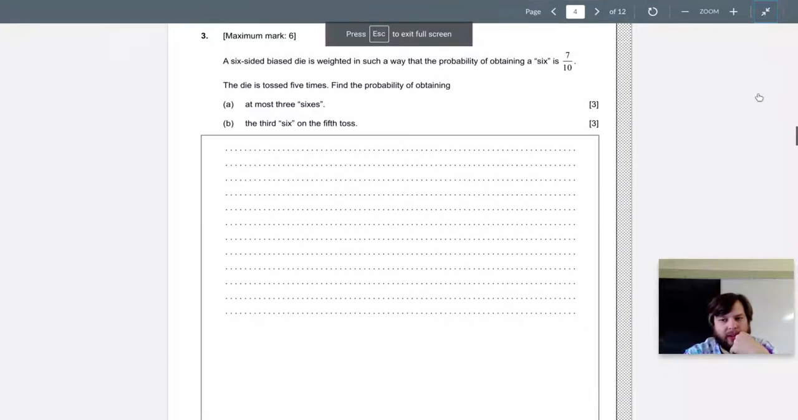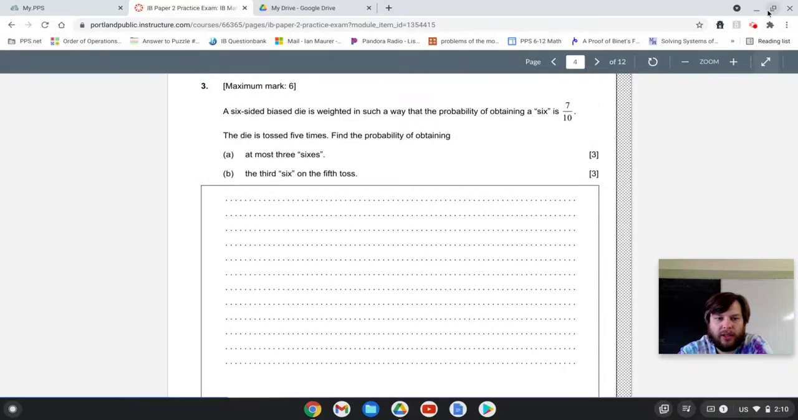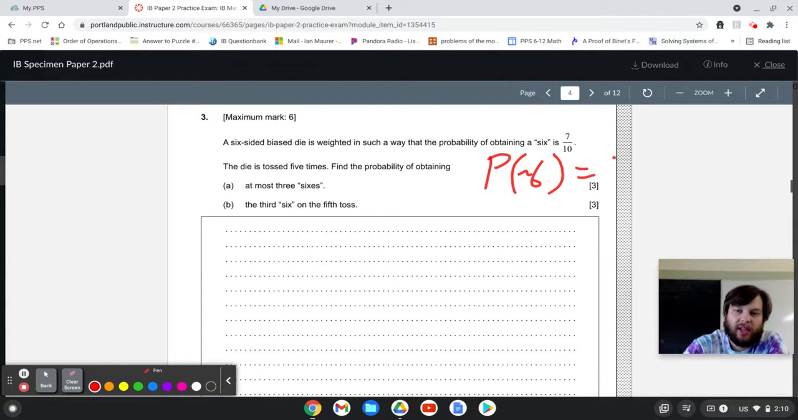All right, so here is question 3 off of the IB exam, and we are looking at a six-sided die weighted so that the probability of obtaining a 6 is 7 out of 10. So the first thing you should think about with a probability question is what the opposite probability is, what the complement is. If the probability of obtaining a 6 is 7/10, then the probability of obtaining a not 6 is 3/10. That's really important in approaching these. Basically, there are two different things happening, 6 or not 6.